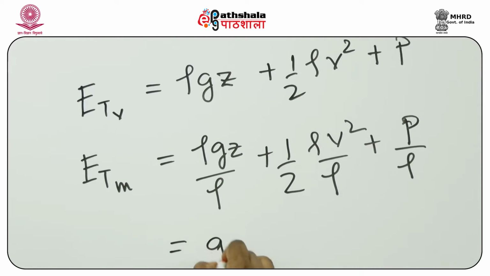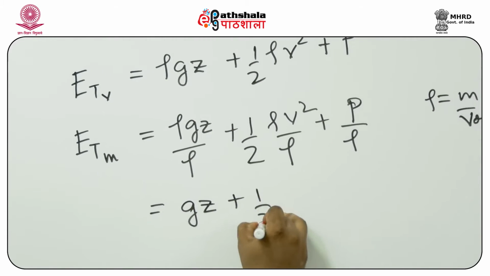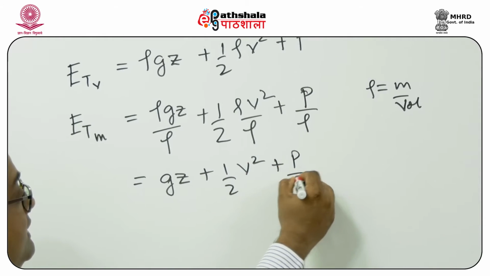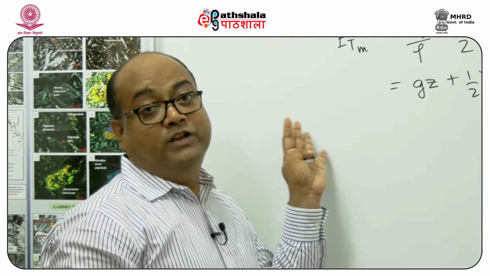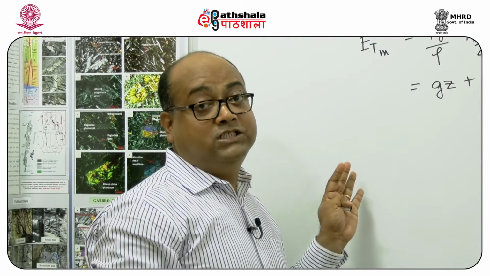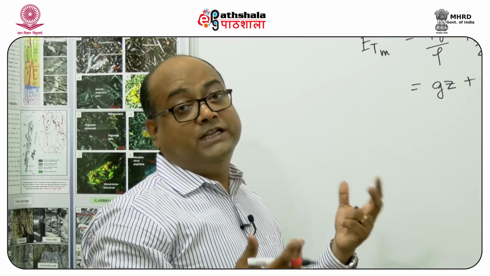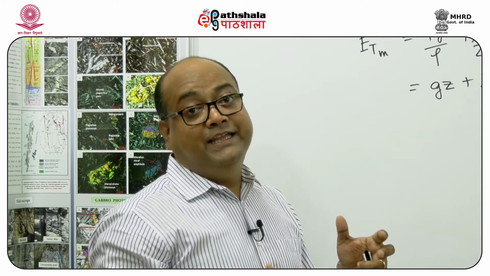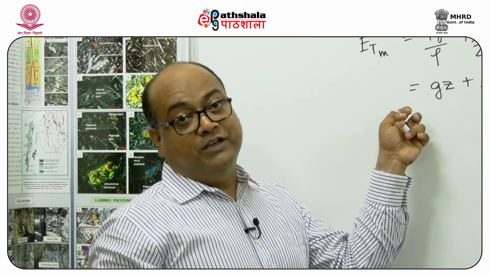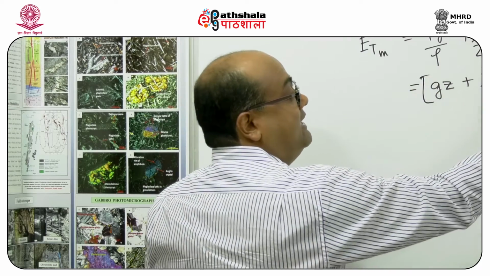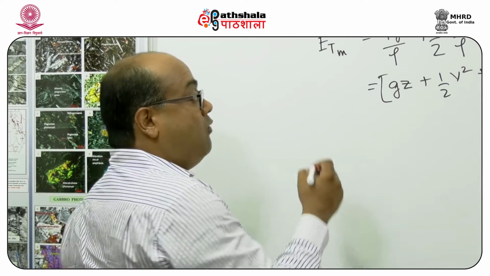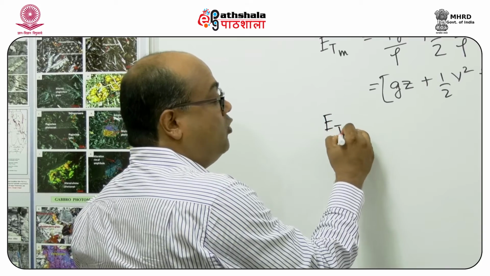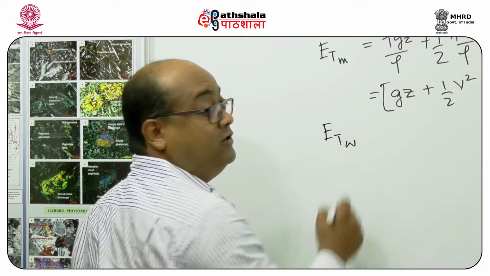If I simplify it, it comes to gz plus half v square plus P by rho. So what is this? This is the total mechanical energy per unit mass. This is also the definition of a fluid potential. So fluid potential can be defined as the total mechanical energy per unit mass. Now what I want to derive from this term is the total mechanical energy per unit weight.